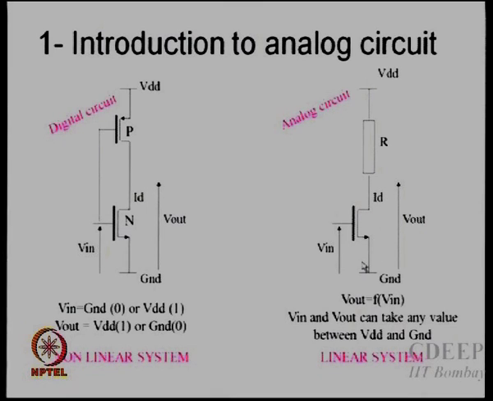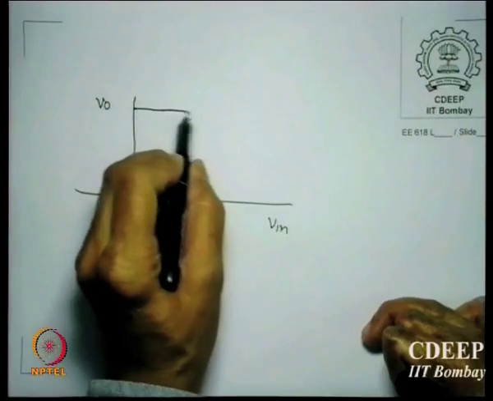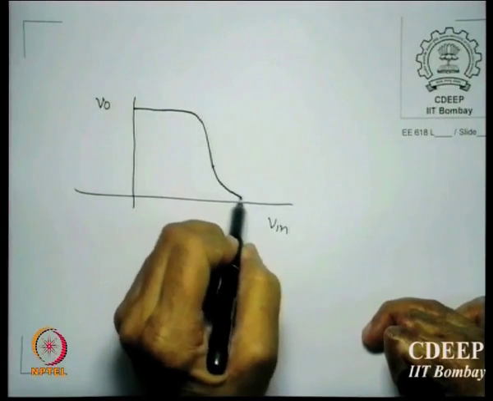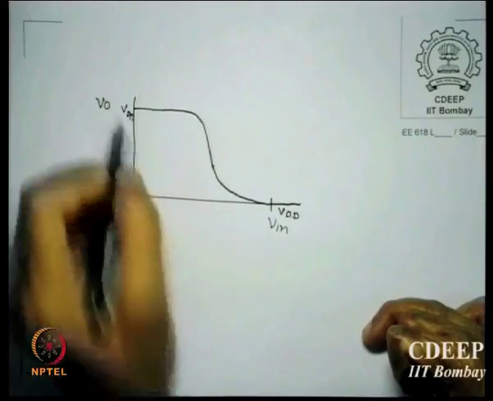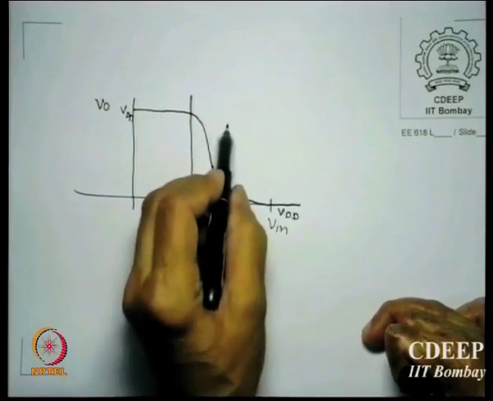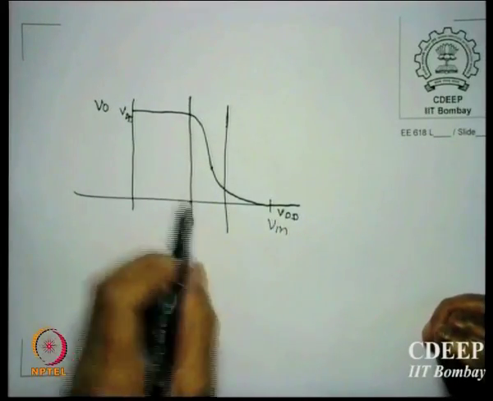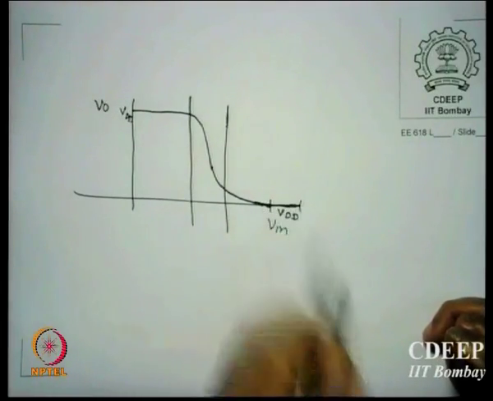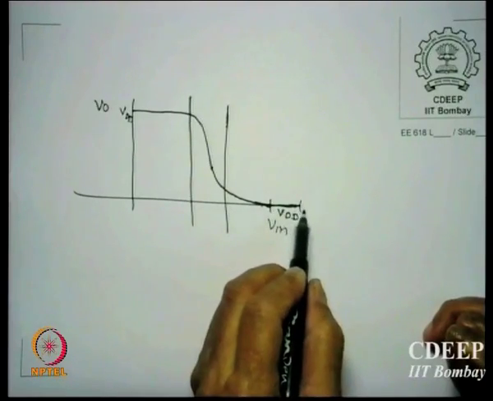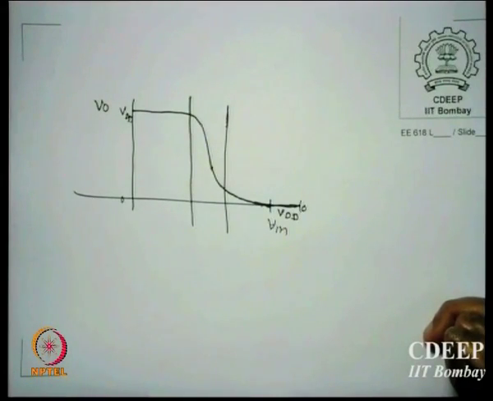So what is the fun part in this? If I plot for an inverter or an amplifier Vout versus Vin, you have done this in many courses. This is normally VDD, this is normally VDD. There are, of course, 5 regions, but at least 3 shown here. Anything Vin less than somewhere here, Vout remains high. Anything beyond a certain value of Vin, when Vin becomes VDD, this becomes 0. This is what a normal inverter shows.